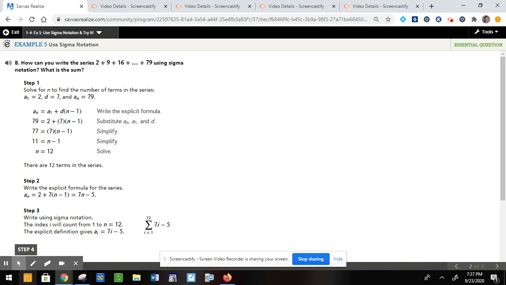i equals 1 goes to the bottom, meaning you're starting at 1 for the first term. There are 12 terms in the sequence. The expression you're using is 7i minus 5.